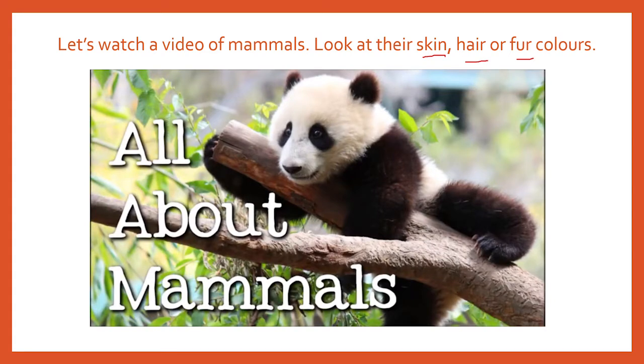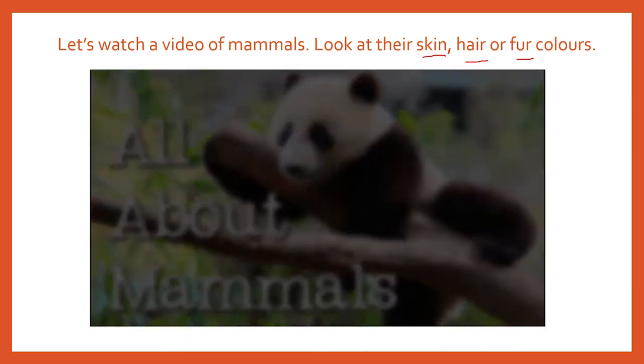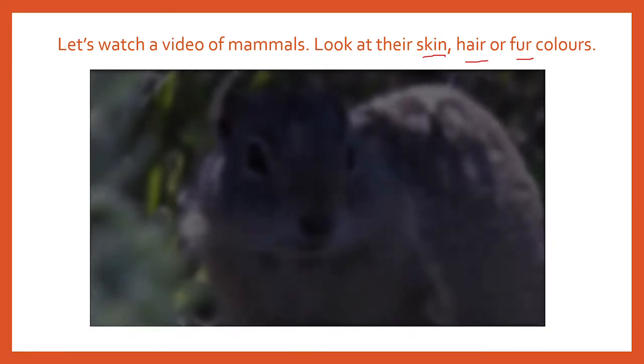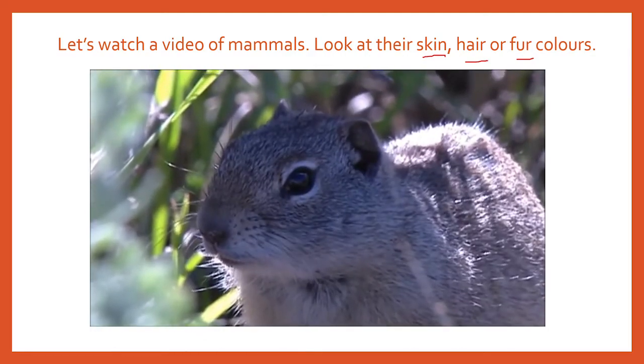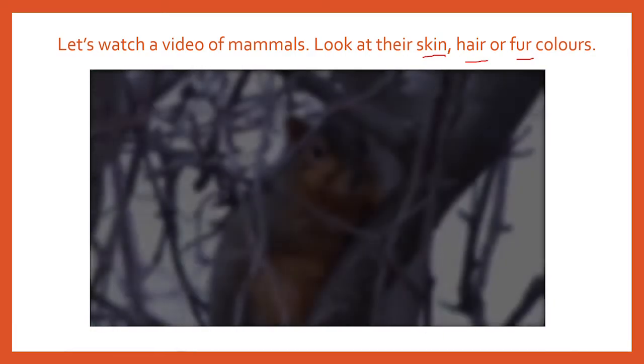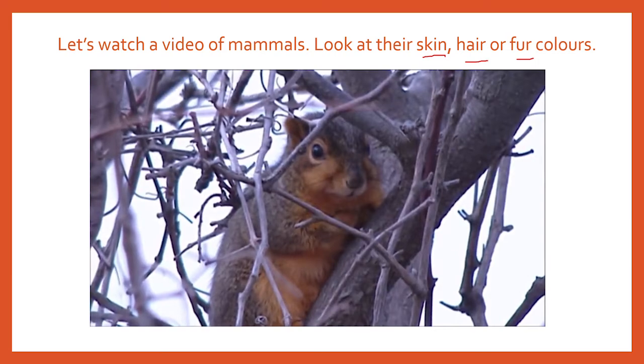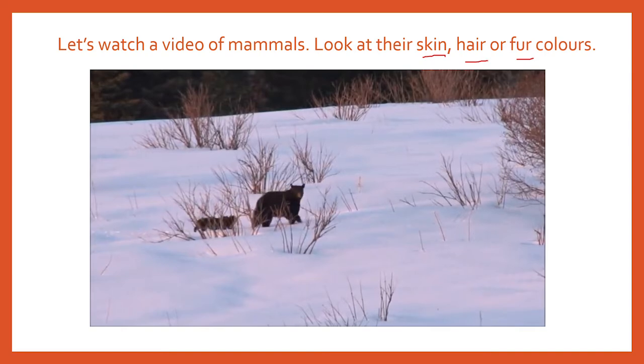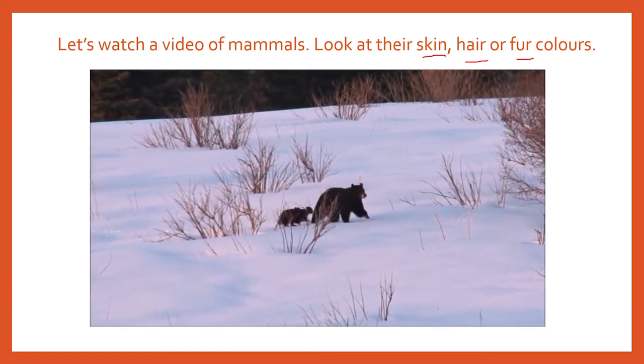Hi everyone! Today we're going to learn about mammals. Mammal is the name for a large group of animals. They are vertebrates, which means they have backbones. And unlike reptiles and amphibians, they are warm-blooded. Mammals can also be recognized by their fur or hair, and by the fact that they feed their babies milk.